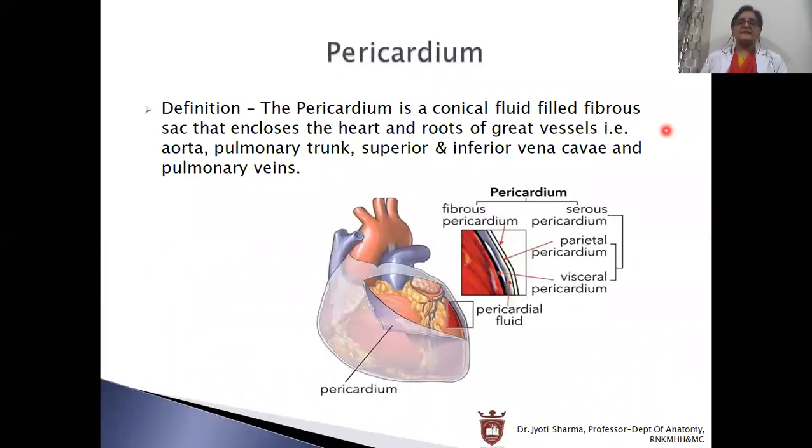As we had seen, the heart is enclosed in a pericardial sac. First of all, we will see the pericardium. Pericardium is a conical fluid-filled fibrous sac that encloses the heart and root of great vessels, that is aorta, pulmonary trunk, superior and inferior vena cava, and pulmonary veins.